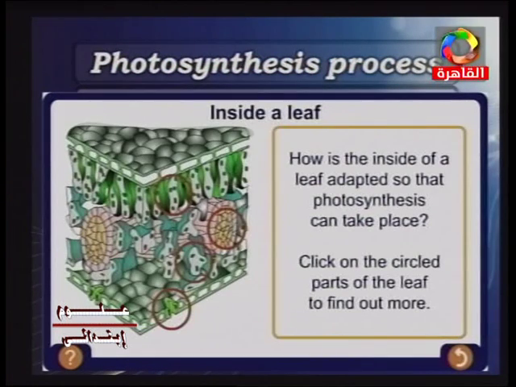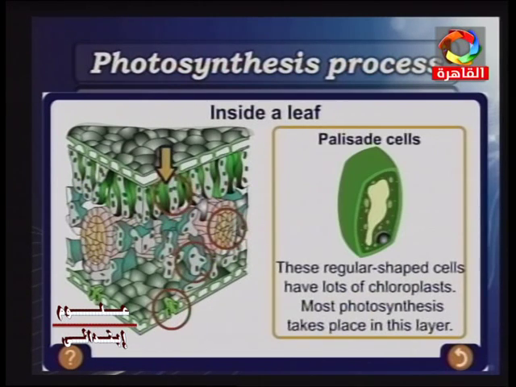The second part about photosynthesis is inside the leaf, and how the leaf is adapted so that photosynthesis can take place. First we have the plastid, the green part found in the plant cell, a regular-shaped cell that has lots of chloroplasts, or chlorophyll material. Most photosynthesis takes place in this layer, which contains the green color of the plant leaves.